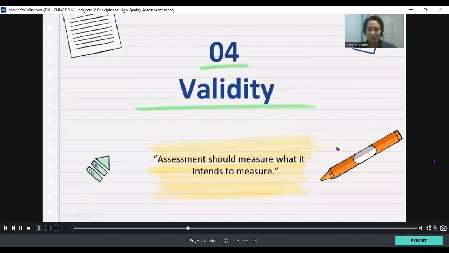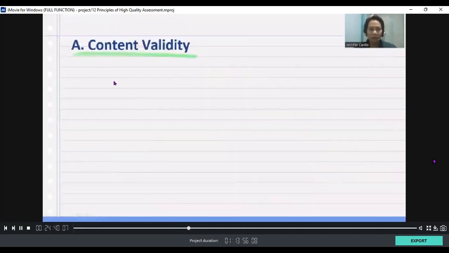And dapat balance. Dili kay puros daghan sa chapter 1 or gamay ra ang chapter 3. So kana, it will also affect validity. So let's start. There are different types of validity. Let's start with content validity.